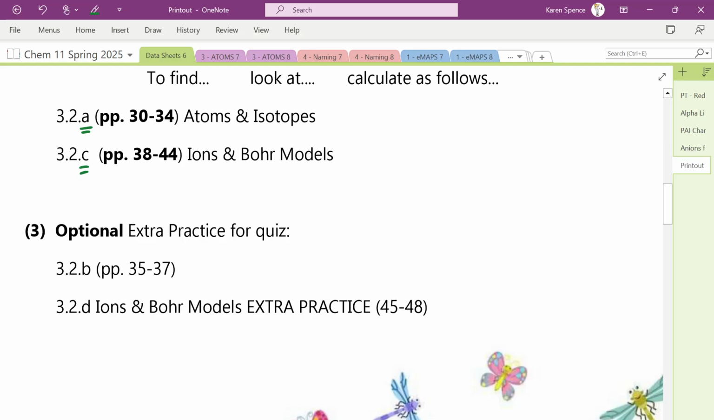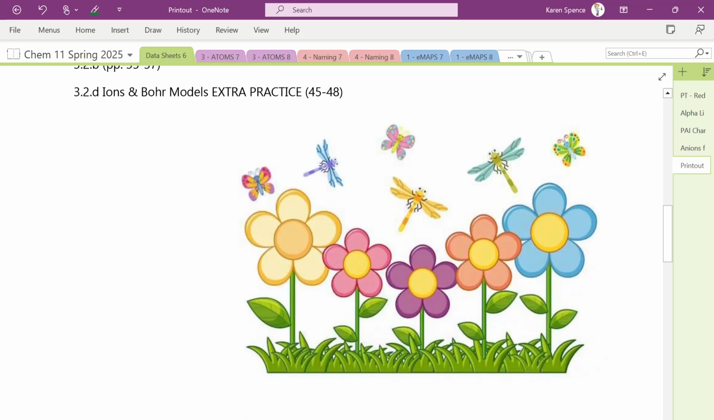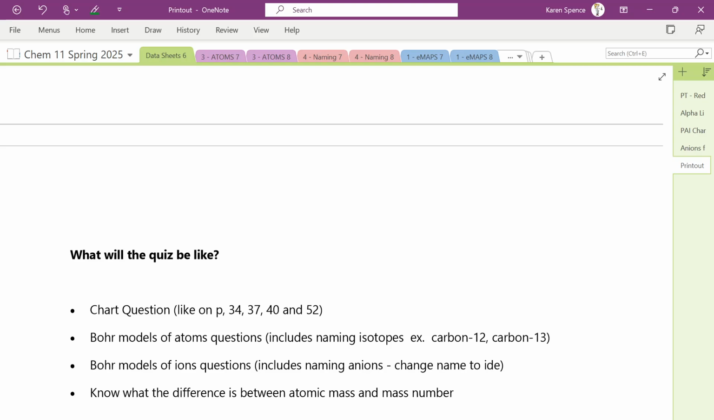Okay, and yes, it's a chunk of change. It's a chunk of work, but you guys are senior students in a senior academic elective that takes you places like, you know, universities and BCIT and all sorts of places like that. So you do want to develop habits of being able to do work independently. Okay, and just to make you happy, there's a little flowers at the bottom. You can color them in if you like to. All right. Now, what will the quiz be like?